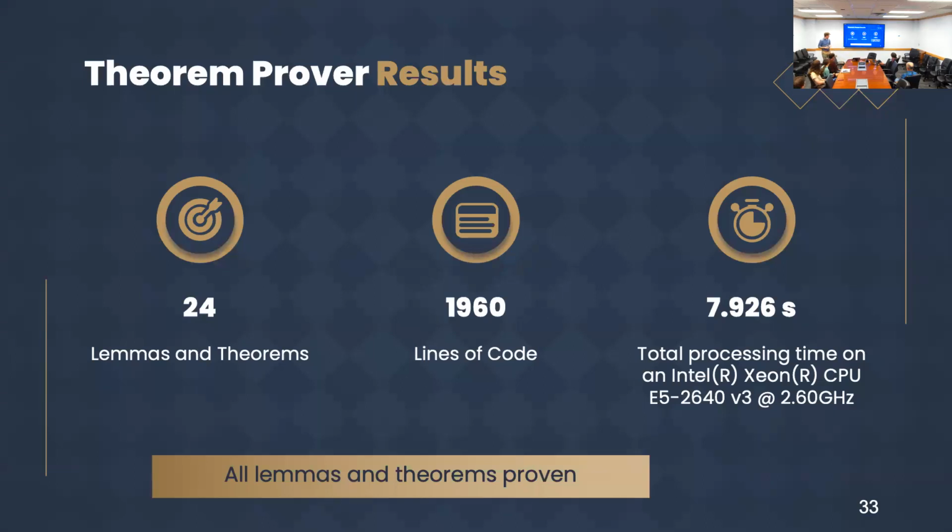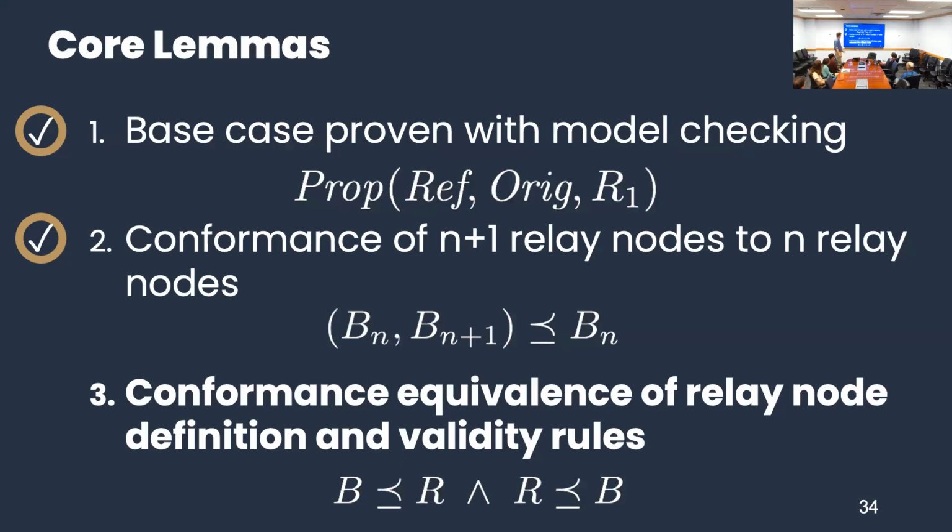So with our theorem prover, there were 24 lemmas and theorems that we proved. The proof script spanned 1,960 lines of code, and all our lemmas and theorems proved out. On my machine, executing that verification step took a little under 8 seconds. So that proves our second lemma, the conformance of n+1 relay nodes to n relay nodes using our black box model.